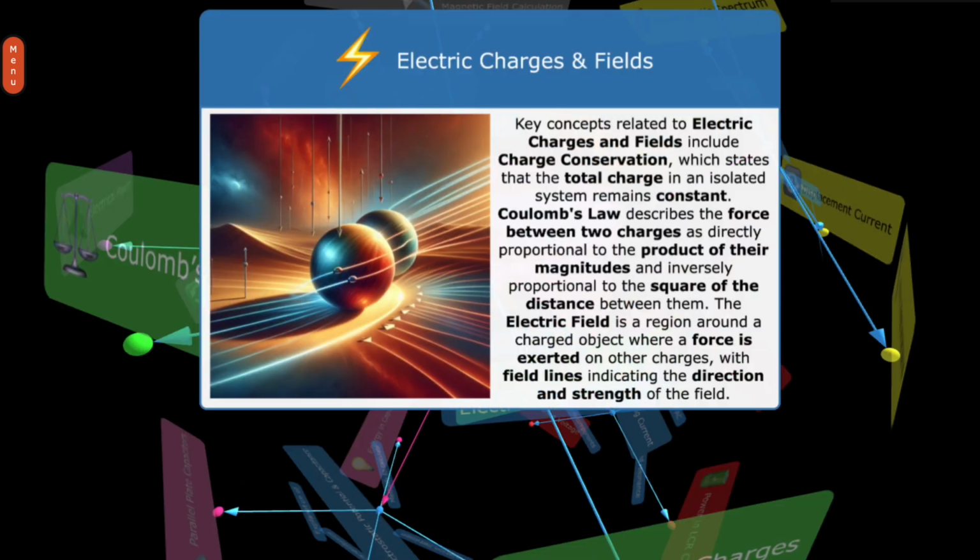Key concepts related to electric charges and fields include charge conservation, which states that the total charge in an isolated system remains constant. Coulomb's law describes the force between two charges as directly proportional to the product of their magnitudes and inversely proportional to the square of the distance between them. The electric field is a region around a charged object where a force is exerted on other charges, with field lines indicating the direction and strength of the field.